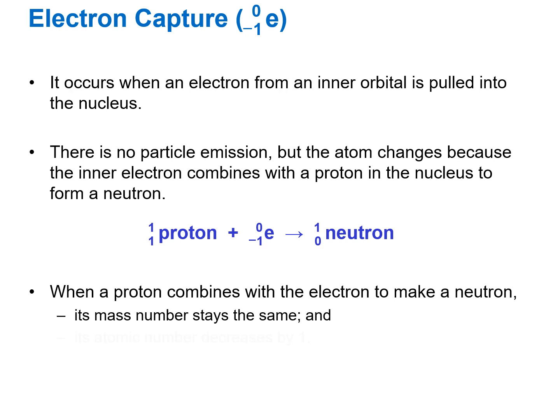And when that proton becomes a neutron, we're not going to see a change in the mass number, because we're going to have the same mass, but we will see a change in the atomic number. The atomic number will decrease by 1.